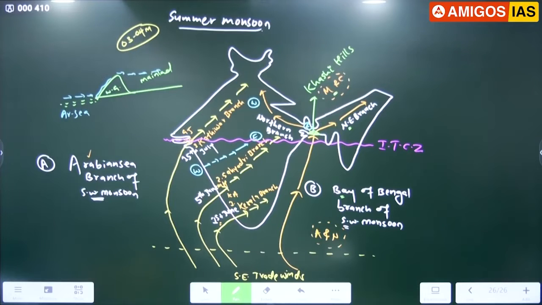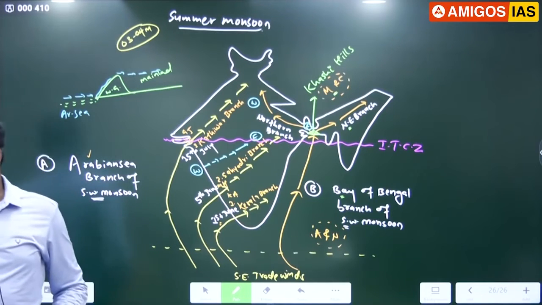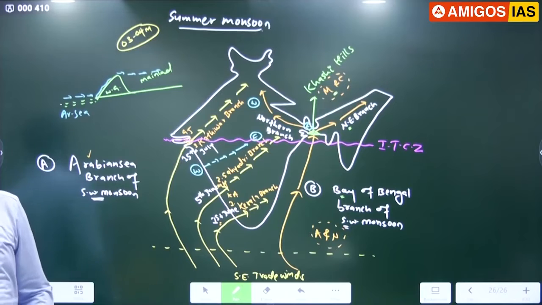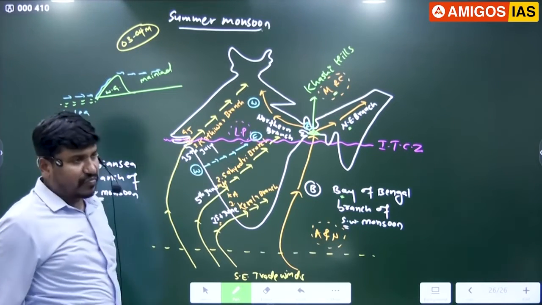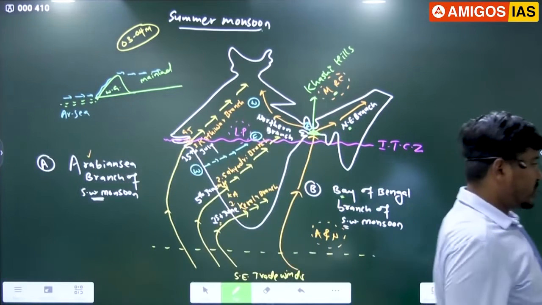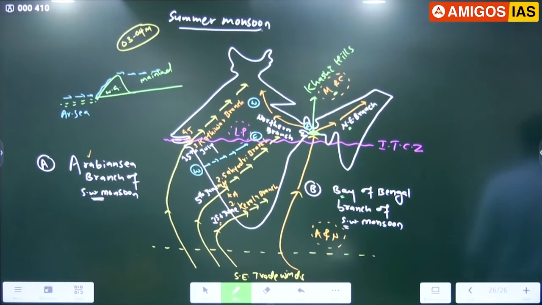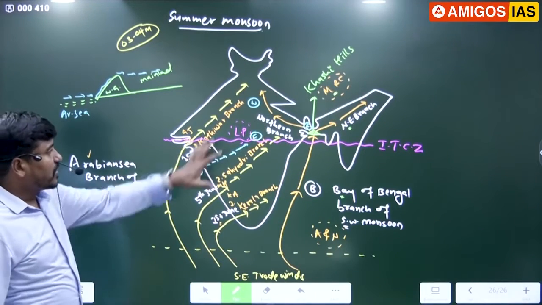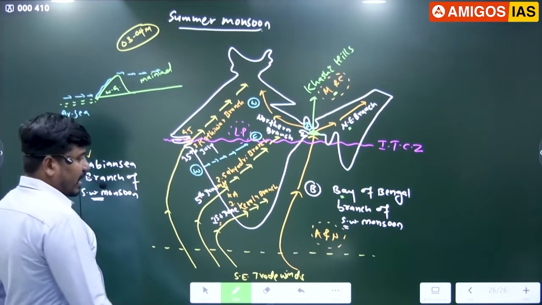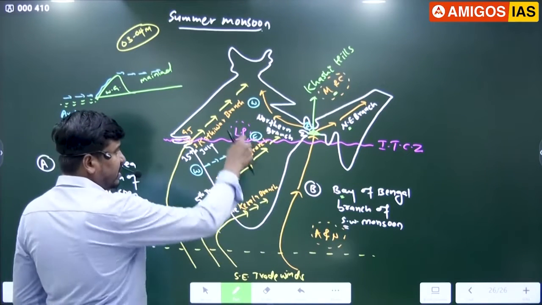Therefore, very strong low pressure develops. Where does it develop? Very strong low pressure develops at the middle part of India, right? Listen, very strong low pressure develops at the middle part of India, and the surrounding region consists of high pressure, and this area consists of low pressure.